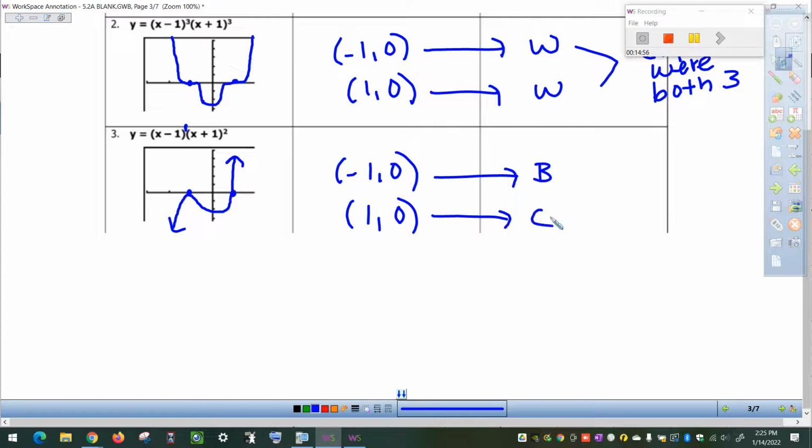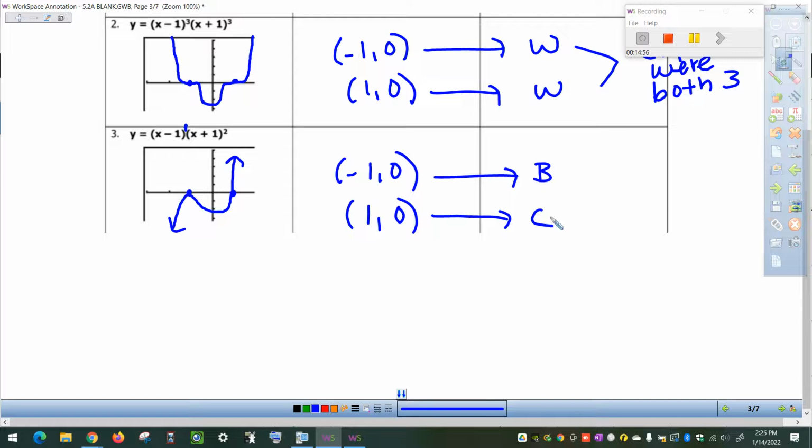Yes, Joey? If -1 had the exponent of 1 and positive 1 had the exponent of 2, why would it be switched on the graph? Why would the bounce be on the negative 1? That is a wonderful question that we are going to answer right now. Isn't that an interesting observation that the symbols seem to be opposite of what we would expect it to be?